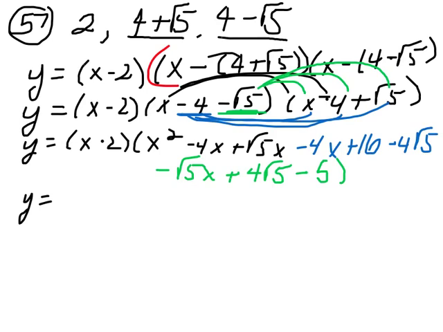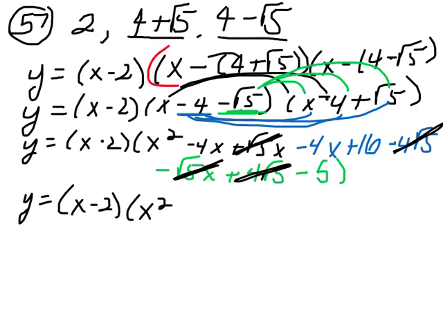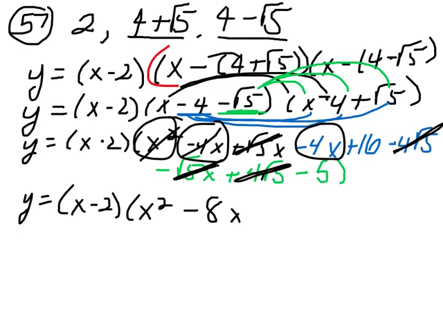I have this minus 4 square roots of 5, and plus 4 square roots of 5 that cancels out. I have a plus square root of 5x and a minus square root of 5x. So if I look at what's left, I have x minus 2, that first factor still there. Then I have x squared right here. I got minus 4x, and minus 4x is minus 8x. And I have a plus 16 and a minus 5, which would be a plus 11. Okay, so that now looks like this.